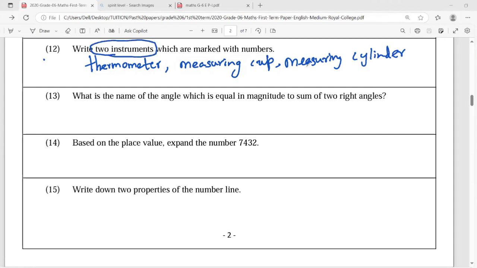I am giving you more, but if you get something like this in the exam, you have to write only two. And also you can take meter rule and this scaling balance, and there are so many things where we can find the marked number lines.